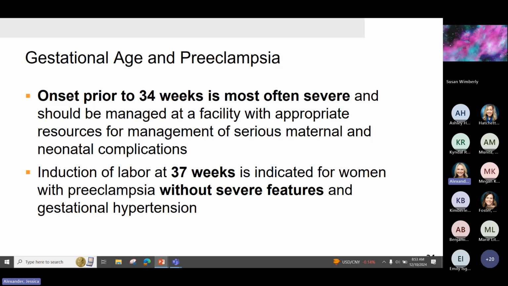Gestational age in preeclampsia: onset prior to 34 weeks is more often severe and should be managed at a facility with appropriate resources for management of these types of patients. Induction of labor at 37 weeks is indicated for women with preeclampsia without severe features and gestational hypertension. That's an important take home because I think, again, there's a tendency to treat gestational hypertension less aggressively.